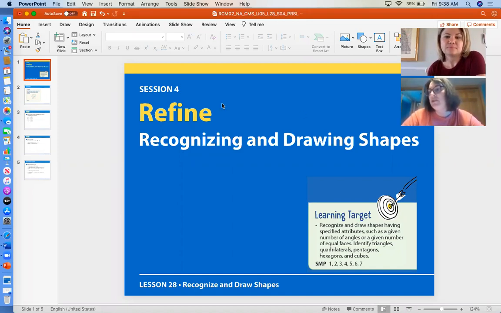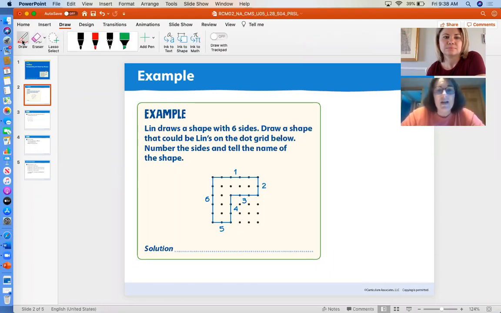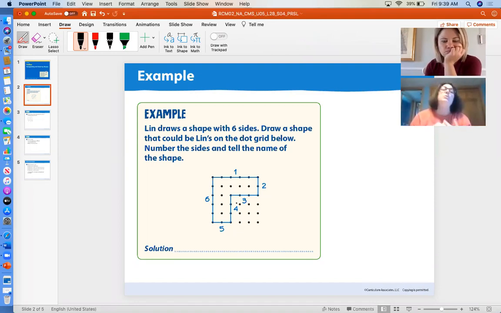So in our first page, 699 in our book, if you want to follow along, it shows us an example. It says, Len draws a shape with 6 sides. Draw a shape that could be Len's on the dot grid below and name the sides and tell the name of the shape. So he could draw it any way he wanted. We could draw it any way we wanted, as long as we put 6 sides.